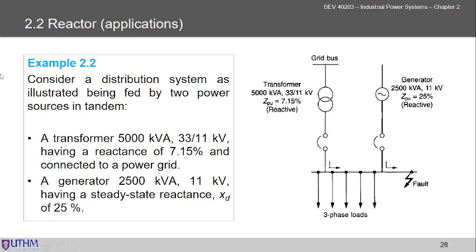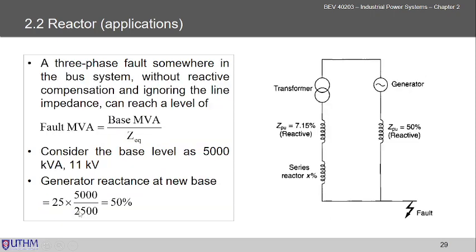Okay, so we look at the original ratings. The transformer is 5 MVA, and the generator is 2.5. The most important now is the reactance. When you're dealing with short circuit calculations, the most important is the reactance, that means the percentage X here. So this is 7.15, and this is 25. For a 3-phase fault, you can calculate it like this.